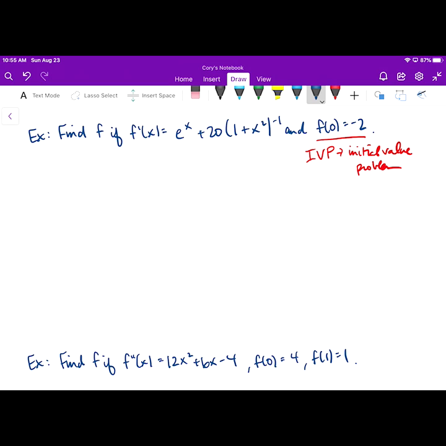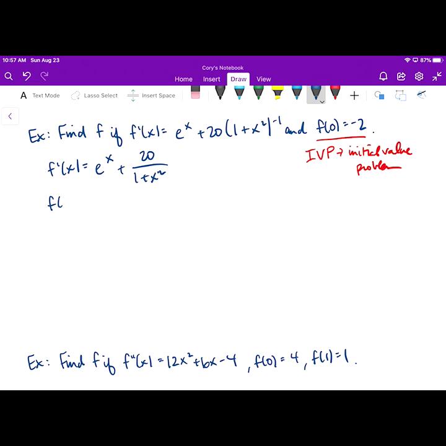Okay, so what I'm going to do to start with is rewrite f prime. The first term I'm going to leave alone as e to the x power. But I'm going to rewrite the second term as 20 over 1 plus x squared, because I think writing it in that format makes it easier to see, number one, that you can take an antiderivative of that, and number two, what the antiderivative of that function is going to become.